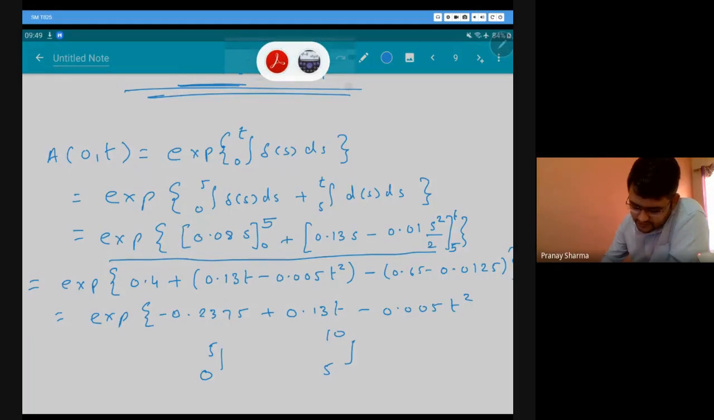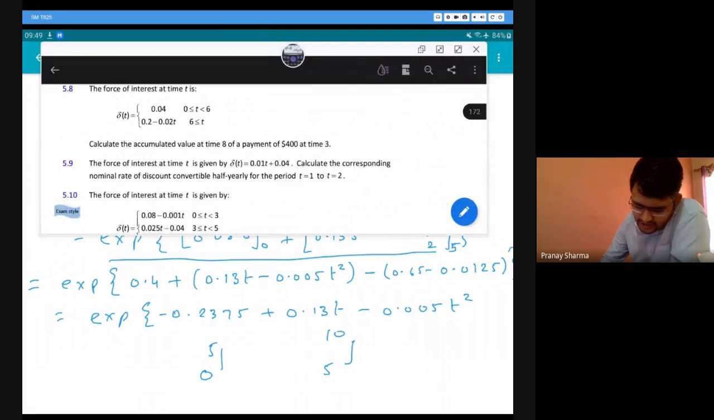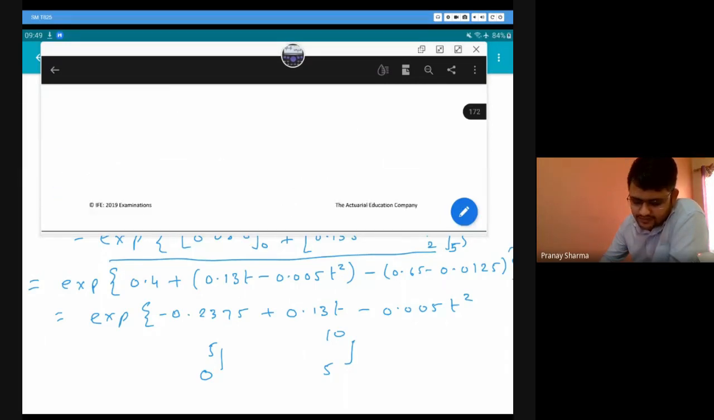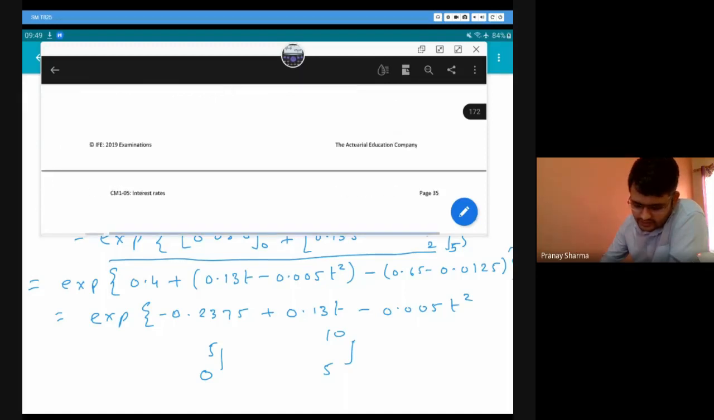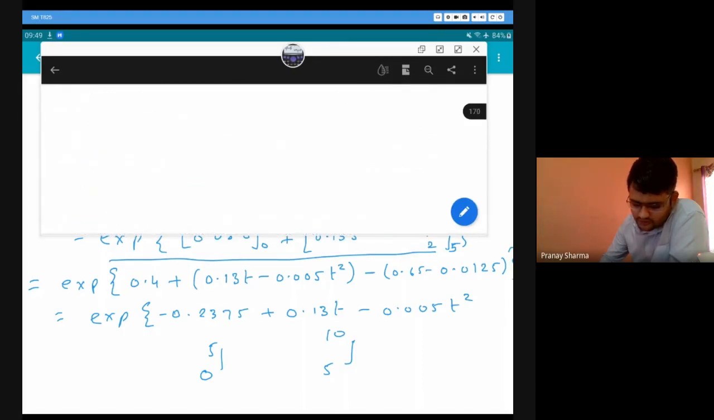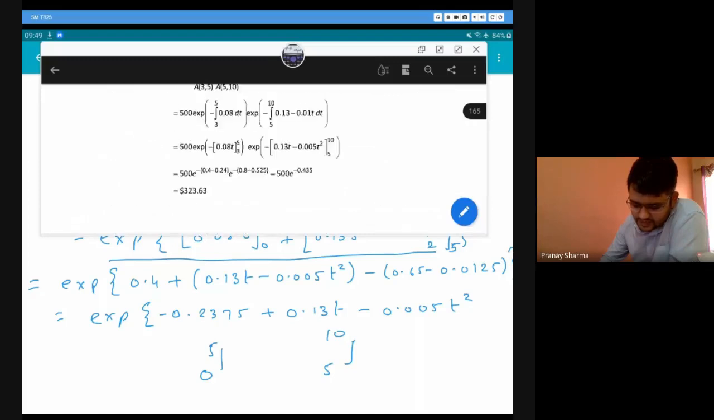So they will always give you the range. Delta will always have the range. Even here you will see you have 0 to 6 and then greater than 6. Here you can see 0 to 3, 3 to 5, and then 5 to t. So it will always be in a different range for the same sum. Okay, here 0 to 10, 10 to 12, 12 to t, right? So we will always have different delta t's for different ranges. So just split them in e raised to.